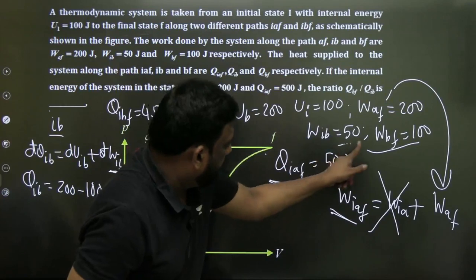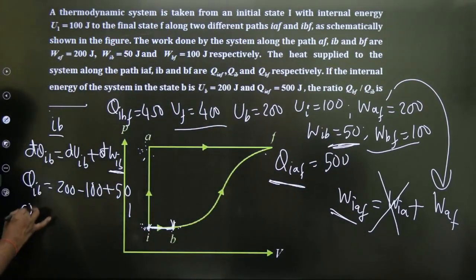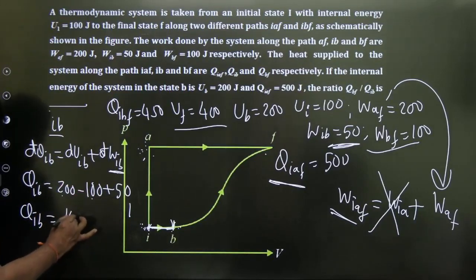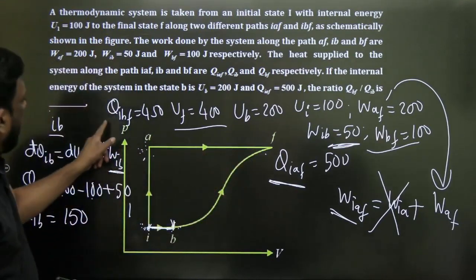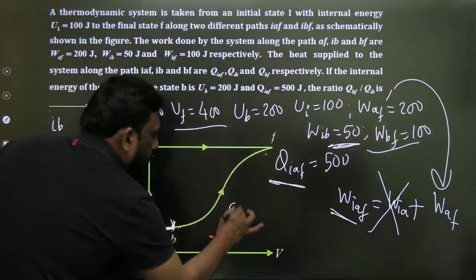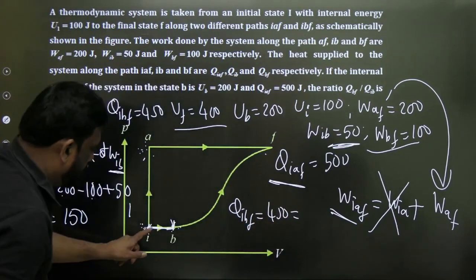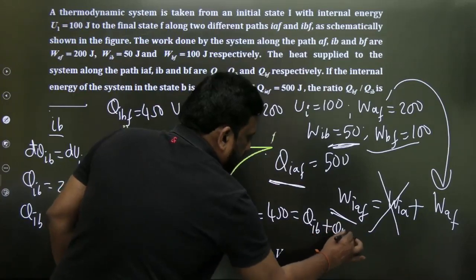What is work in IB? It is 50. Already we know work in IB is 50. So therefore QIB is equal to 200 minus 100 is 100, 100 plus 50 is 150. Look at QIBF. Total QIBF is 450. So QIBF is equal to 450. But that can be written as QIB plus QBF.